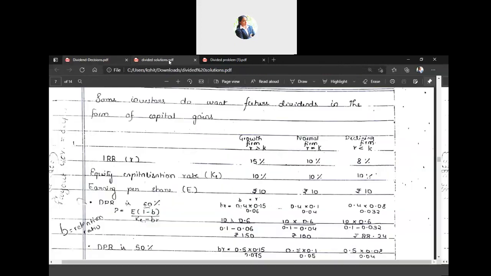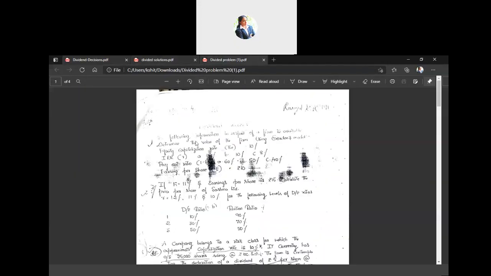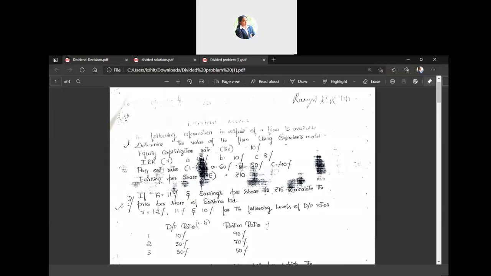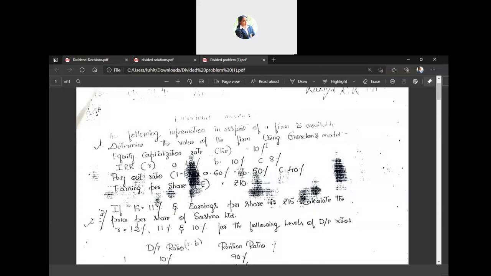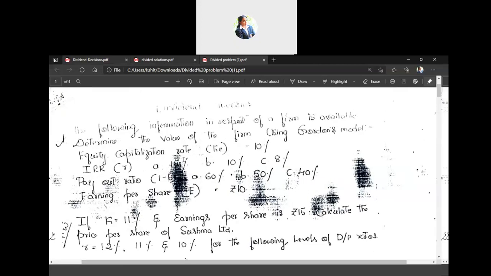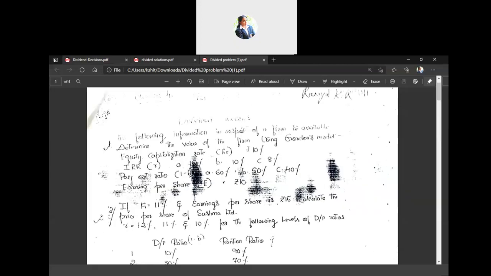Now speaking of this, there is one more problem that has been given in the question. The question is: determine the value of the firm using Gordon model. The equity capitalization rate is 10%.